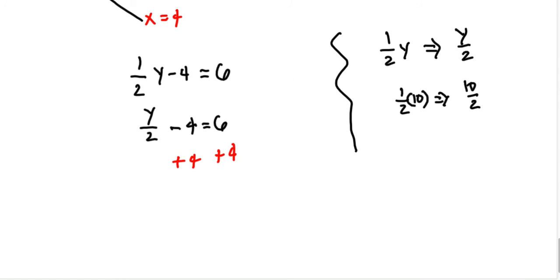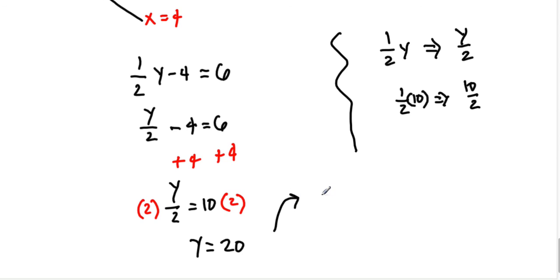And in order to undo negative 4, we need to add 4 to both sides. Okay, adding 4 will undo negative 4 on the left side. So you're left with y over 2 is equal to 10. And since it's a division expression, to be able to undo division, we need to multiply both sides by 2. We end up with y is equal to 20. So the value of y is equal to 20.